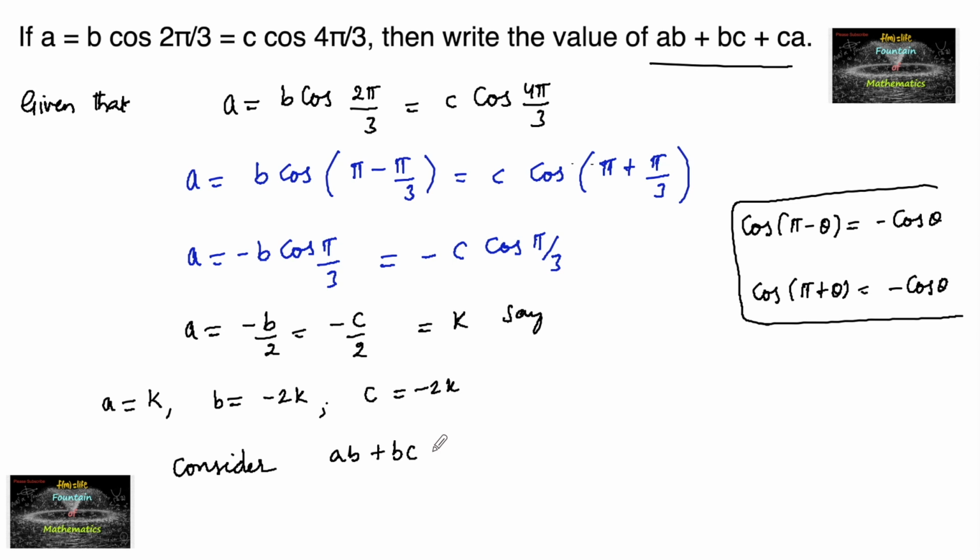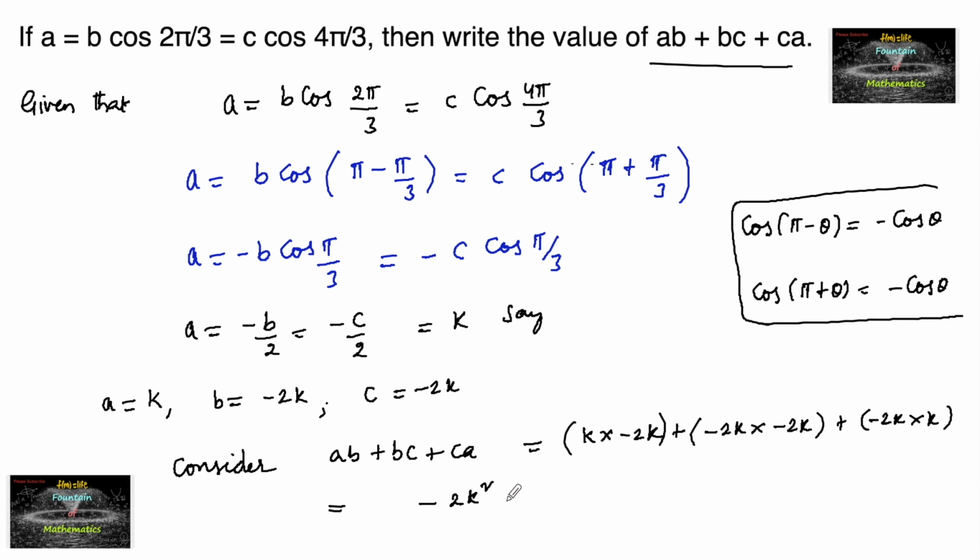So consider ab plus bc plus ca, which equals k into minus 2k plus minus 2k into minus 2k plus minus 2k into k. So you'll be getting minus 2k square plus 4k square minus 2k square. So the answer is 0. So we can give the answer: ab plus bc plus ca is 0. Okay, thank you.